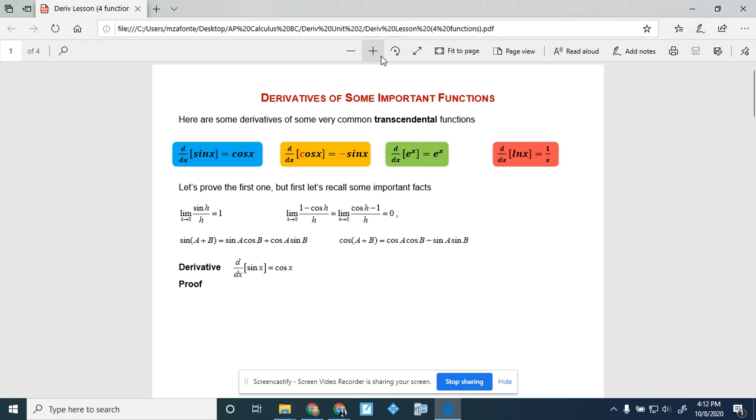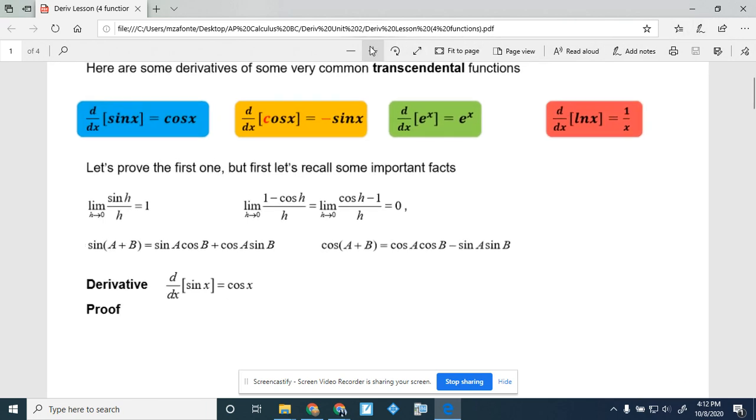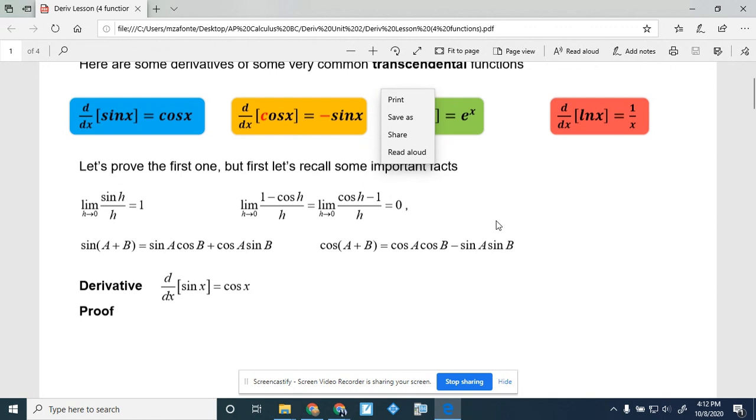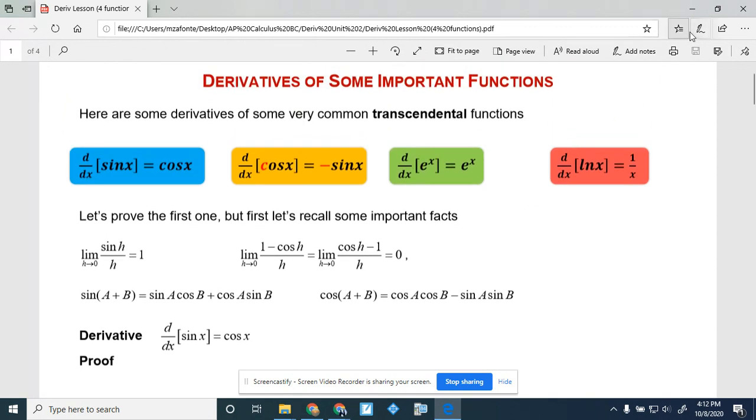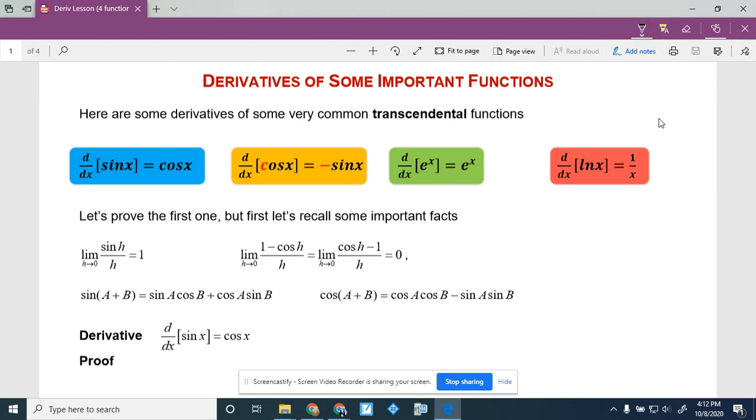Yep, welcome back. Today we are going to talk about the derivatives of some important functions. In fact, we call these functions transcendental functions. We don't have to really get into why that is. Some people say because they transcend algebra. They're more than just algebraic functions, in particular polynomials. Regardless, we want to give you the formulas for how to take the derivative.